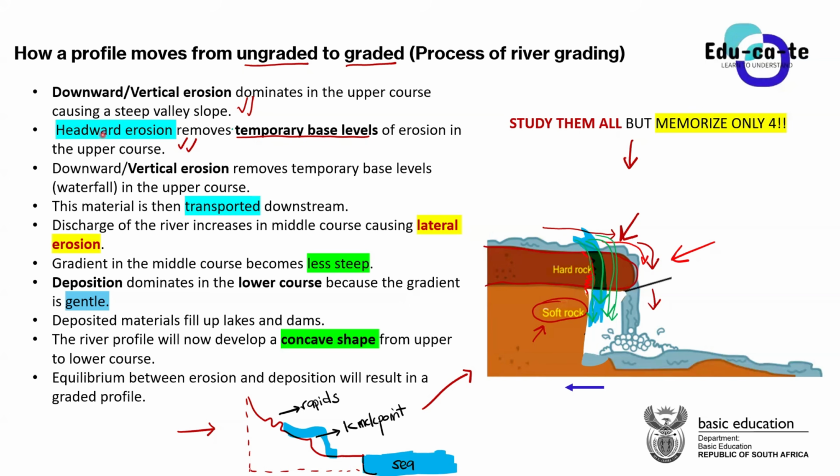So basically, headward erosion removes the temporary base level of erosion in the upper course. It removes all the nick points, all the rapids. It's able to erode all of those features away. And then also vertical erosion can remove the temporary base level of erosion as well. We are not going to do any diagrams based on this, but you should also know that vertical erosion is able to remove the temporary base levels of erosion as well.